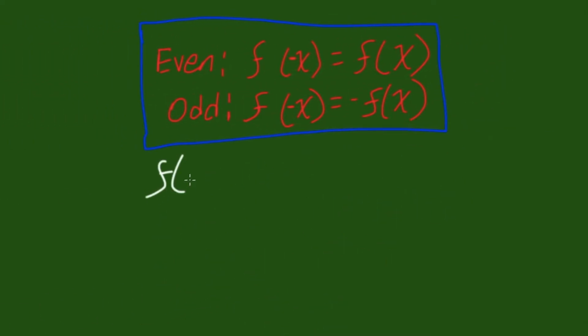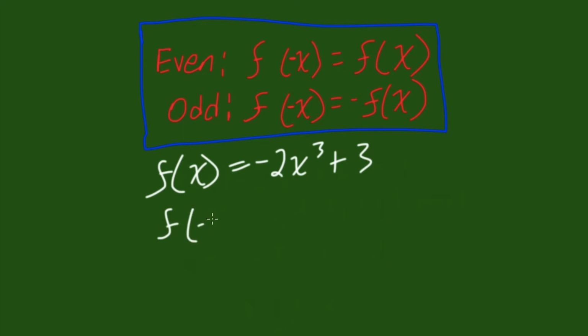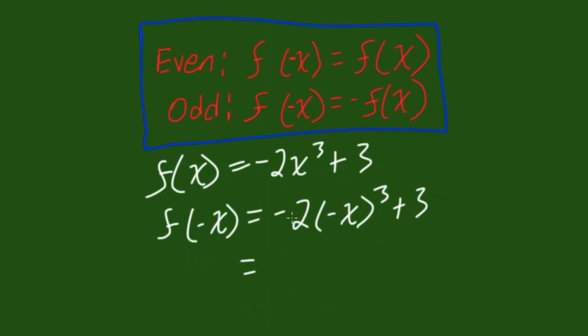This time, let's say we have f of x is equal to negative 2x cubed plus 3. So if we plug in f of minus x, that means we just change our x to negative. And if we simplify that, we are going to get negative 2 times negative x cubed. Now this negative x will stay as negative since this is an odd index. However, we have a negative here and a negative here, and two negatives become a positive, meaning we have 2x cubed, and this 3 won't change, so plus 3.